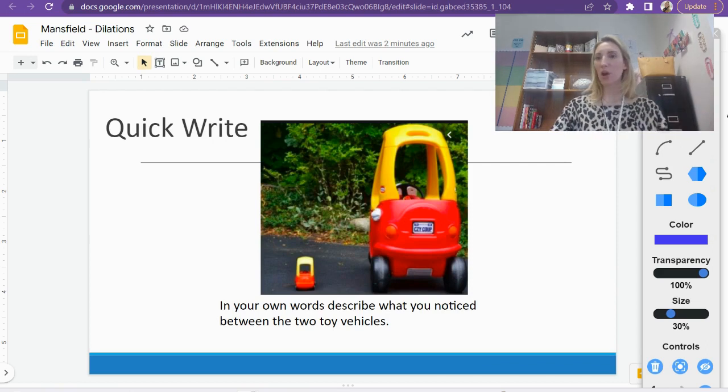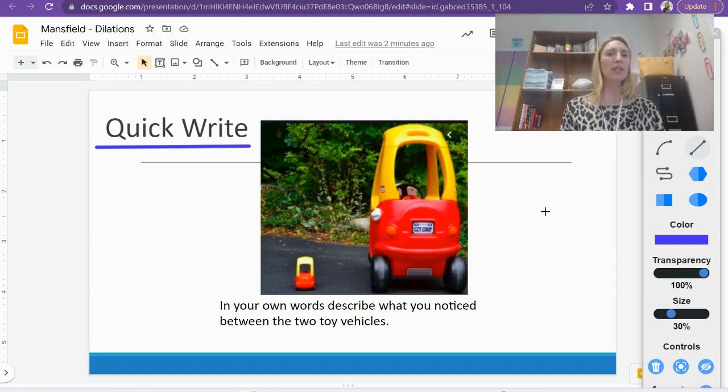Quick write. So here we go. On your paper or on your notebook, please put the title Quick Write. And here's what I would like you to write today. In your own words, describe what you noticed between the two toy vehicles. So, what is the same and what is different? So, please pause this video and write your ideas on your paper, and then you press play again when you're ready to continue.